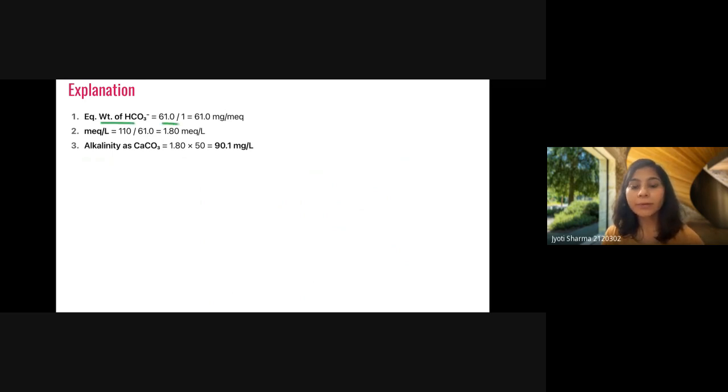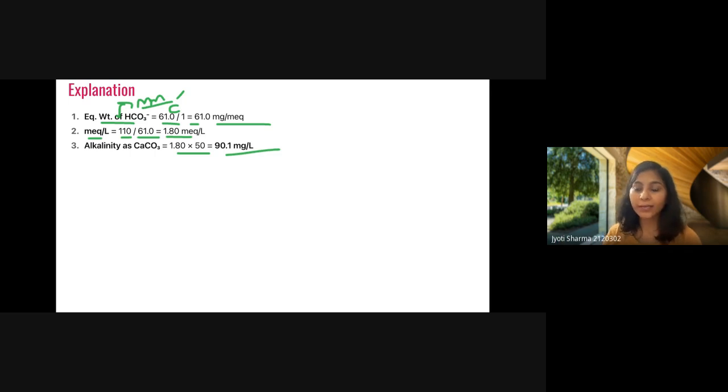Equivalent weight is the molar mass divided by the charge. To convert milligram per liter into milli equivalent per liter, we take 110 mg per liter and divide by the equivalent weight, which we calculated as molecular weight divided by charge, and this gives 1.80. We multiply this by 50 because we are calculating it in the form of calcium carbonate, and this is how we get 90.1 mg per liter as CaCO3.